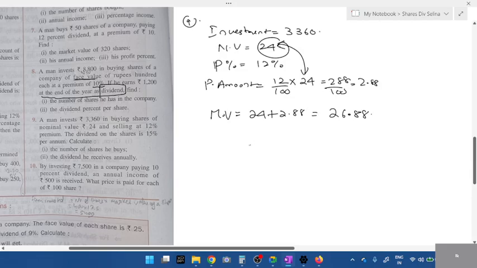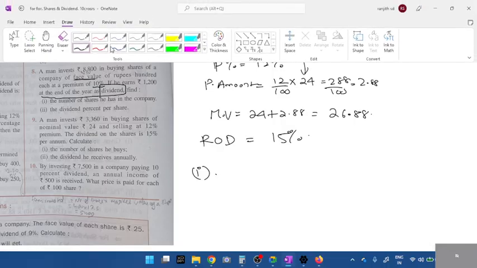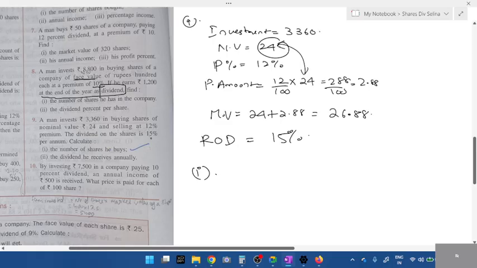What is asked? The dividend of the share. Dividend meaning take ROD. Rate of dividend is 15%. Okay, what do you need to find? Number of shares. How do you find the number of shares, students? Which formula do we use? Yes, investment is equal to number of shares into market value. So investment is how much?